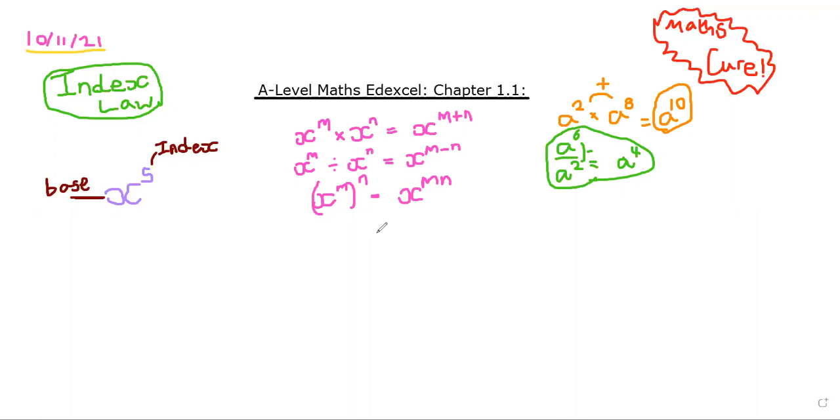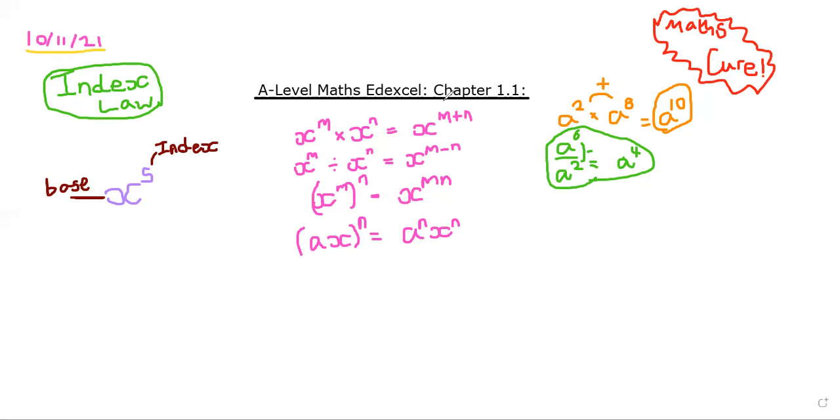Okay, and then the last thing that you need to know is, let's say you've got a bracket and then you've got a, which is just representing a number, and x, which is just representing another number, and that is to the power of n. What you have to do is take both things inside the brackets to the power of n. So it'll be a to the power of n times x to the power of n. So let's have a look at some questions to do with these so you can understand how they work and why they're so important.